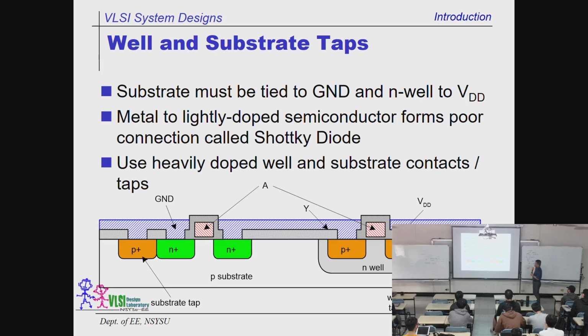So the substrate must be tied to ground and the well to the VDD. This is metal. The reason is that metal to lightly doped semiconductor forms a poor connection called a Schottky diode. So use heavily doped well and substrate contacts. It's called a well contact or a well tap. So that is the reason why we have this.